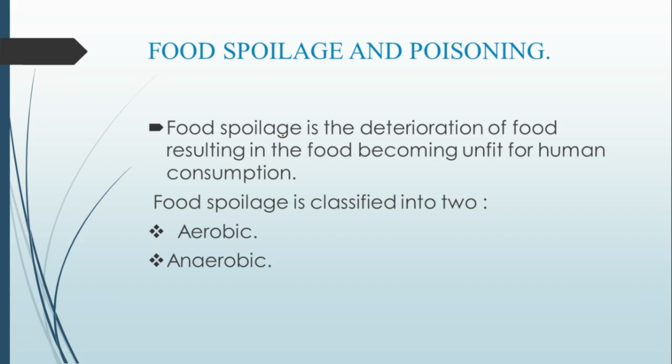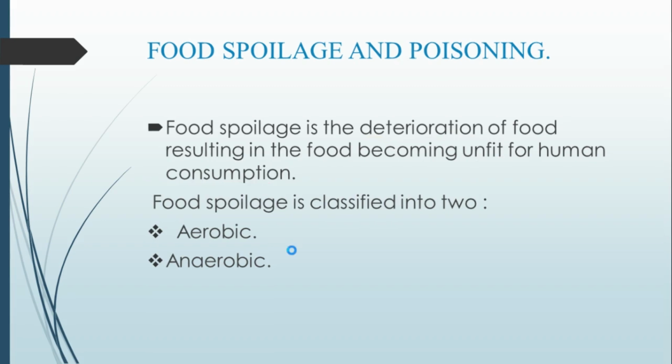We'll first start by defining what food spoilage is. Food spoilage is the deterioration of food resulting in the food becoming unfit for human consumption. Food spoilage is classified into two: aerobic and anaerobic. Aerobic is caused by microorganisms in the presence of oxygen, for example, molds in bread. Anaerobic, on the other hand, occurs within the interior of the food parts or in sealed containers where oxygen is either present or absent but in limited quantities, for example, in canned foods.